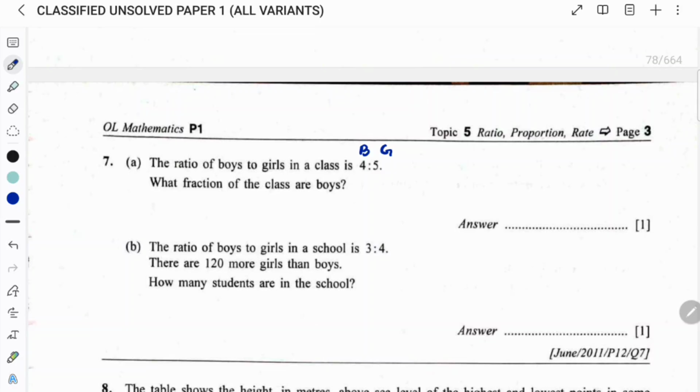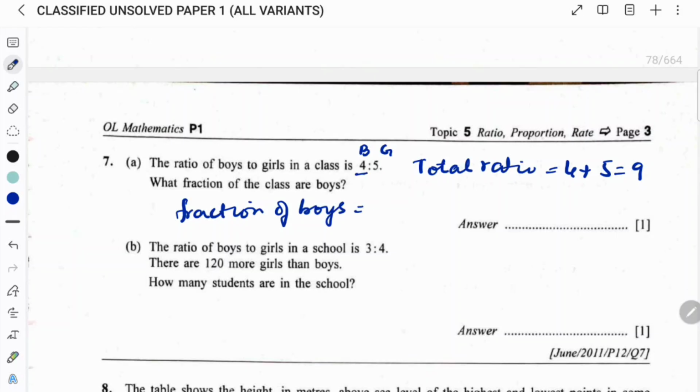Okay, what fraction of the class are boys? Again we have to find out the ratio, not the percentage. So only the ratio of the boys divided by the total ratio, that is the answer. The total sum of the ratio is 4 plus 5, which equals 9. The fraction of the boys will be 4 over 9, which we cannot simplify, so leave it as it is.